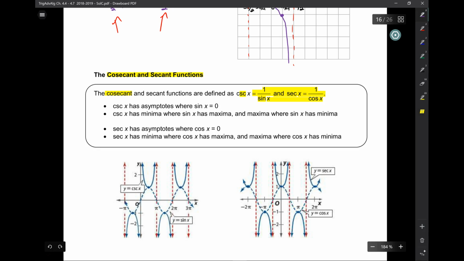So suppose, for example, you're talking about the cosecant. It's 1 over sine x. Again, you've got a variable in the denominator. Okay? Again, you're going to have asymptotes when sine of x equals 0. Secant is 1 over cosine. Again, you're going to have asymptotes when cosine of x is equal to 0.